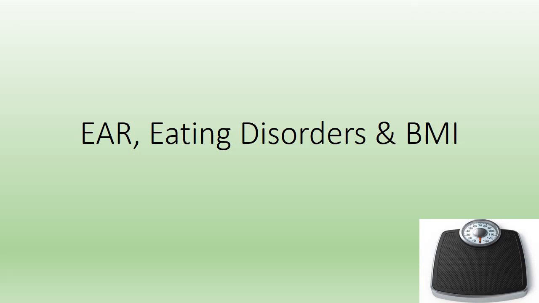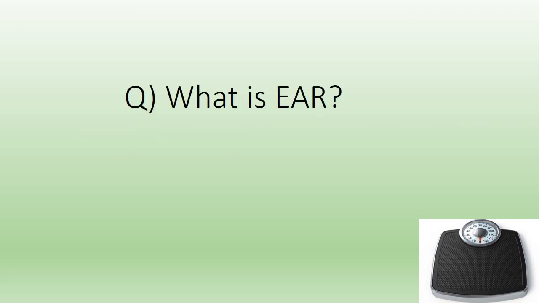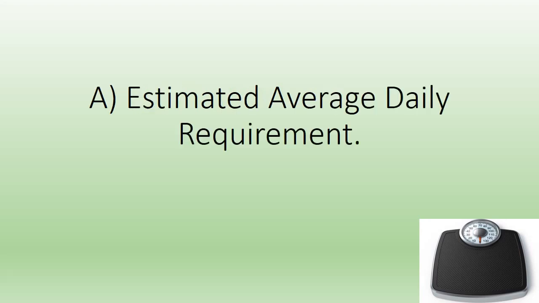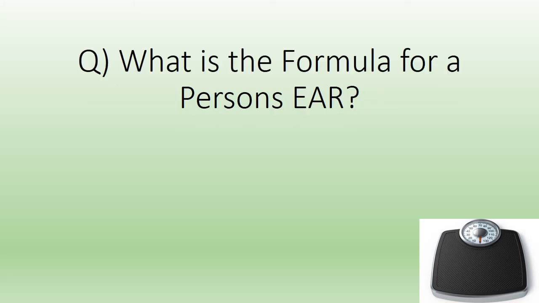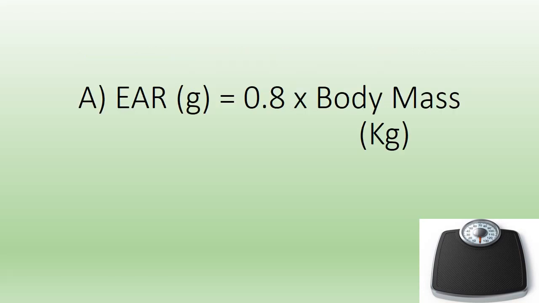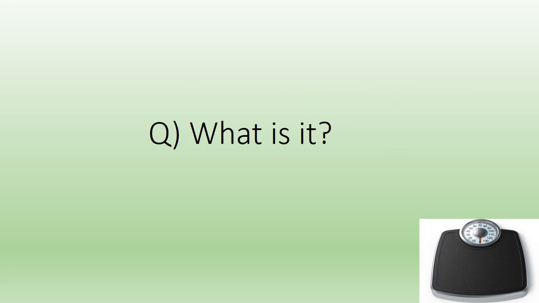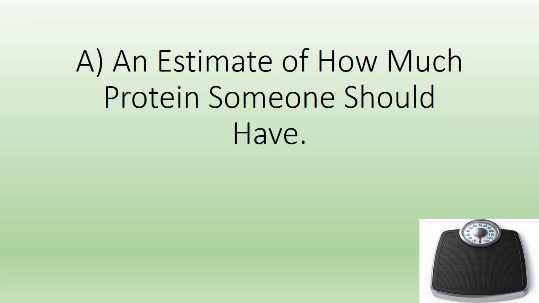EAR, eating disorders, and BMI. What is EAR? Estimated average daily requirement. EAR in grams equals 0.8 times body mass in kilograms. An estimate of how much protein someone should have.